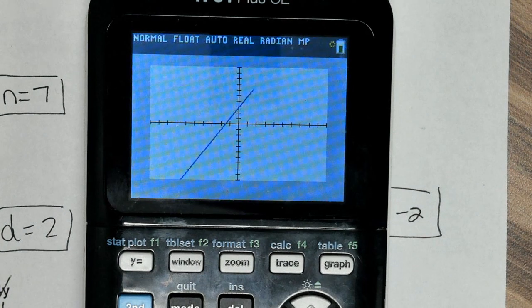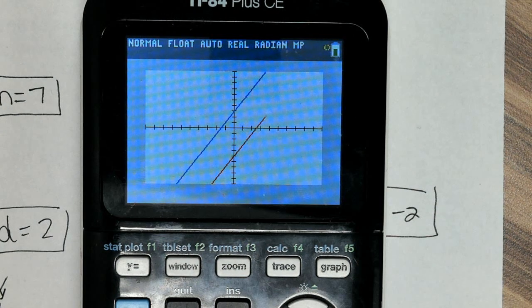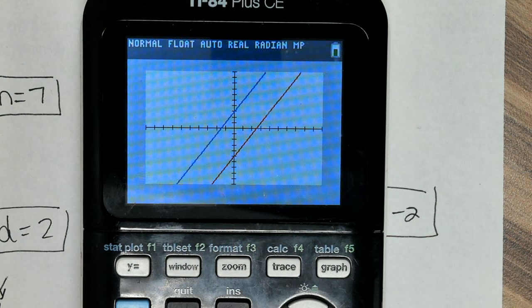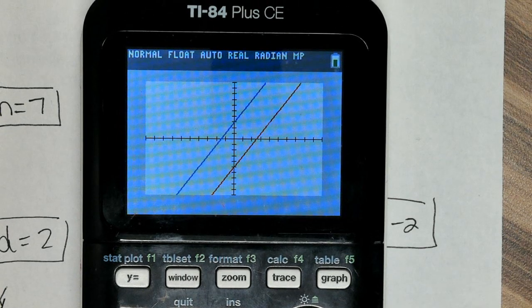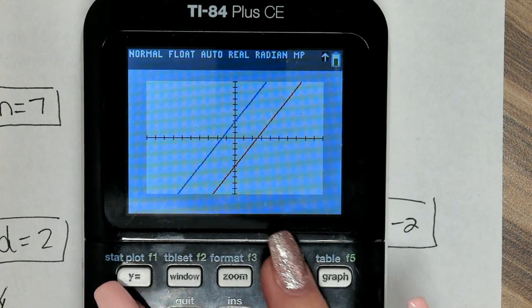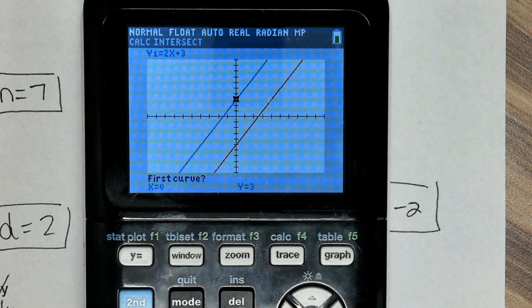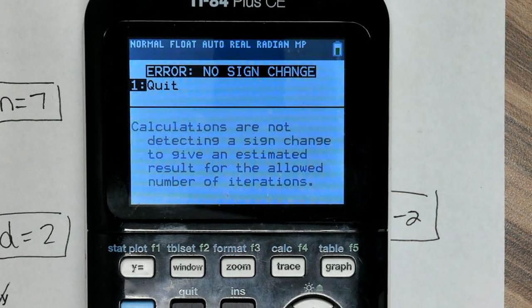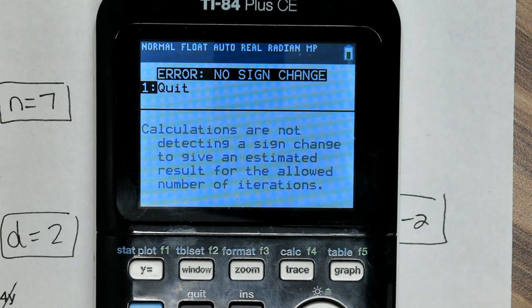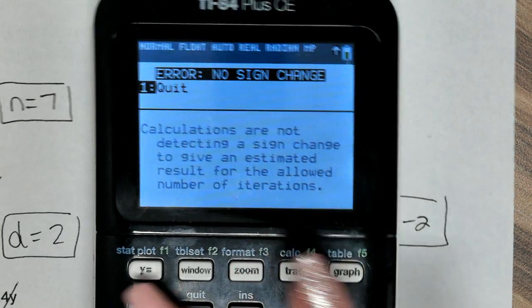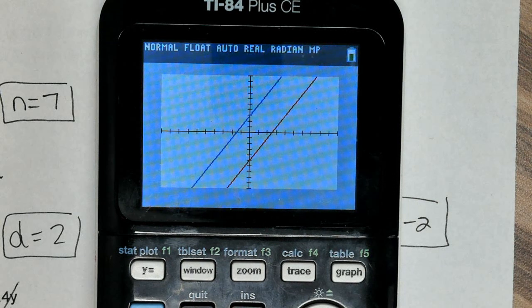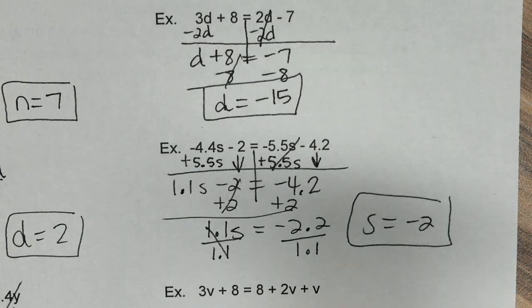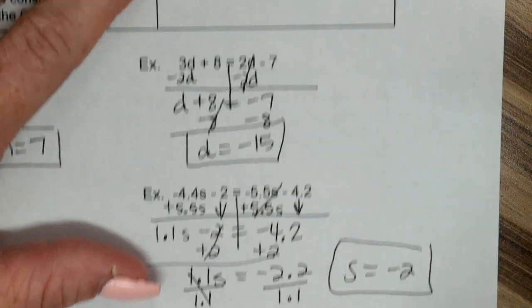Okay, now you'll be able to see the parallel lines. Do you see that they're parallel? If I tell the calculator to solve this by hitting second trace option 5, enter, enter, enter, it gives me an error because there is no answer. So all you have to do is look at the graph and you'll say, you know what, those are parallel lines, there's no solution.